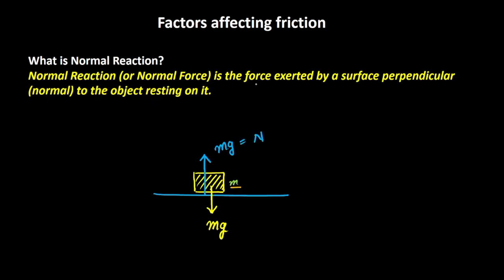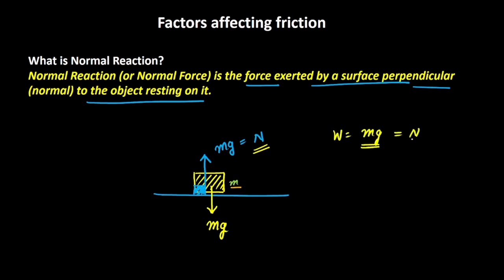So, the normal reaction is the force exerted by a surface. In this case, this is the surface that is applying this force, that is the normal reaction, and this force is normal, or we can say perpendicular to the object resting on it. So with respect to this surface, the force is at 90 degrees, and that is what is called the normal reaction. Now please note that the normal reaction is coming out to be mg in this particular case. It might not be for all the cases. Now since the weight of this body would be equal to mg, in this case we can say that the normal reaction is equal to mg.